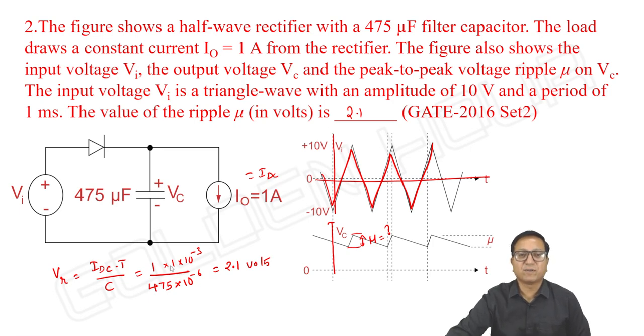It is a straightforward formula based question. We need not worry about whether the input is a sine wave or triangular wave. Output is almost like a triangular wave, charging and discharging of the capacitor, and the peak to peak output amplitude height, that peak to peak difference, is just our ripple amplitude.